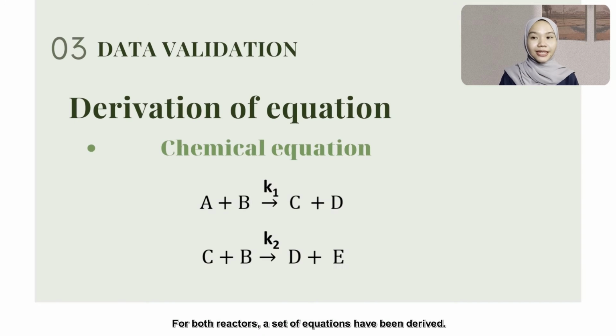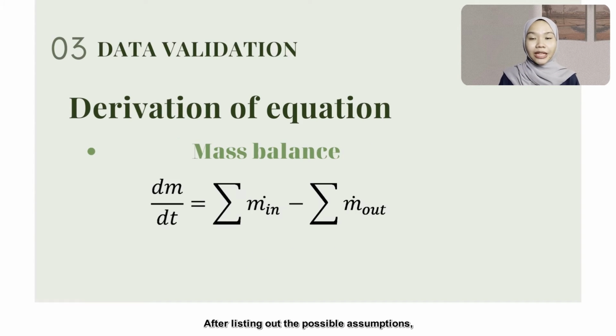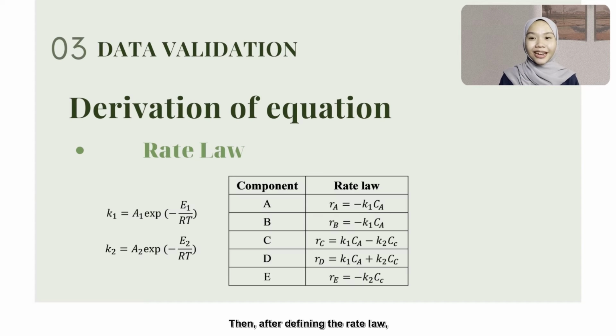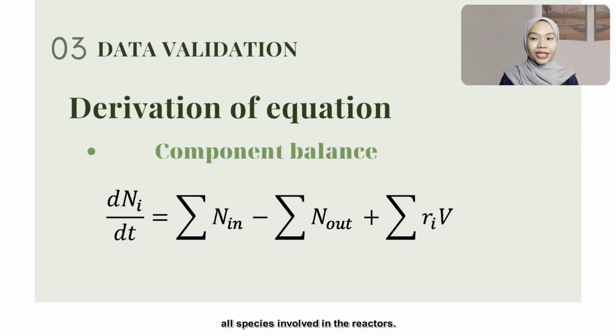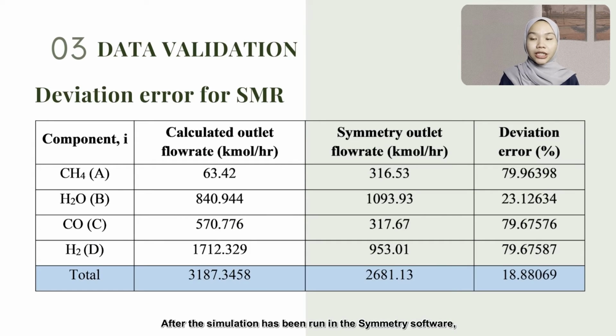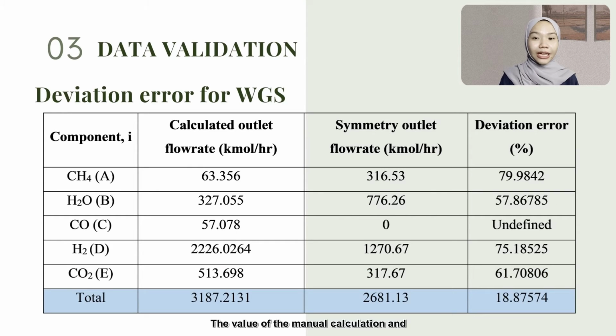For both reactors, a set of equations have been derived. After listing out the possible assumptions, we started deriving the mass balance. Then after defining the rate law, we derived component balances for all species involved in the reactors. After the simulation was run in the Symmetry software, we recorded the result of the total flow rate and the flow rate for each component for both reactors. The values of the manual calculation and the simulation were compared, and the deviation error between the two data is around 18%. This applies to both reactors.